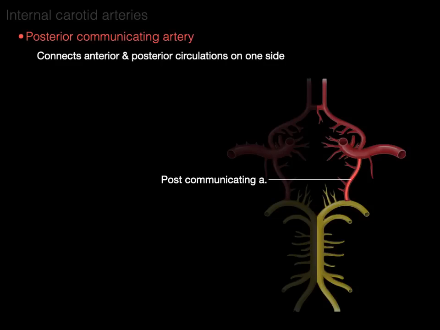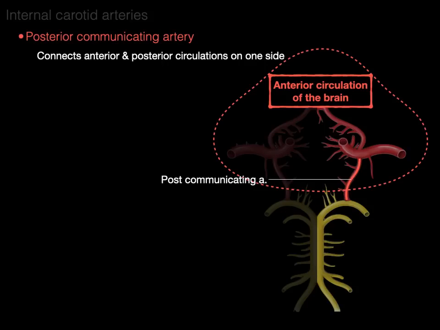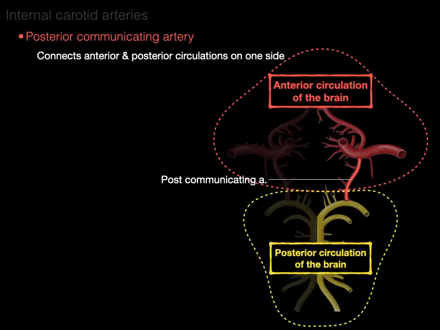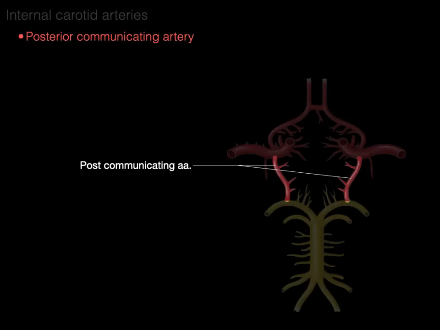It also connects our anterior and posterior circulations on one side. There's our anterior circulation of the brain, and there's the posterior circulation of the brain, and the posterior communicating arteries connect the two together. They're paired, one on either side.